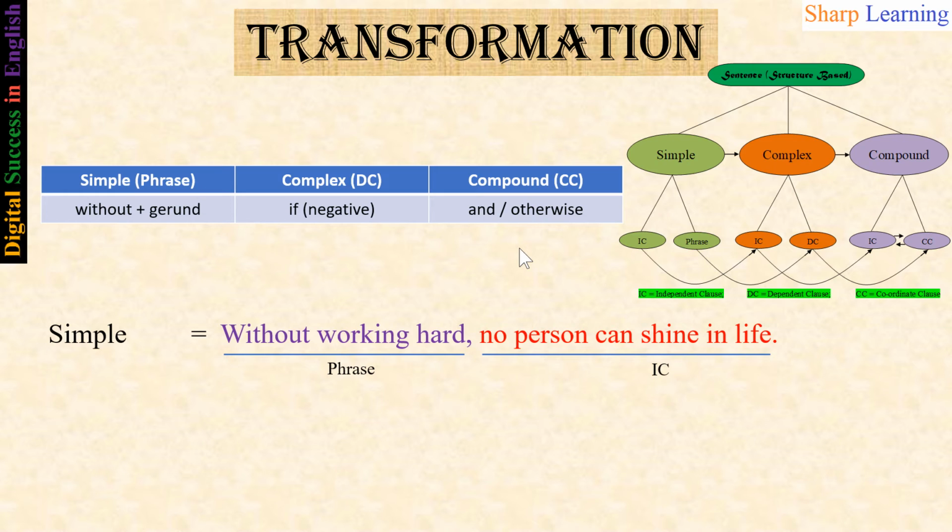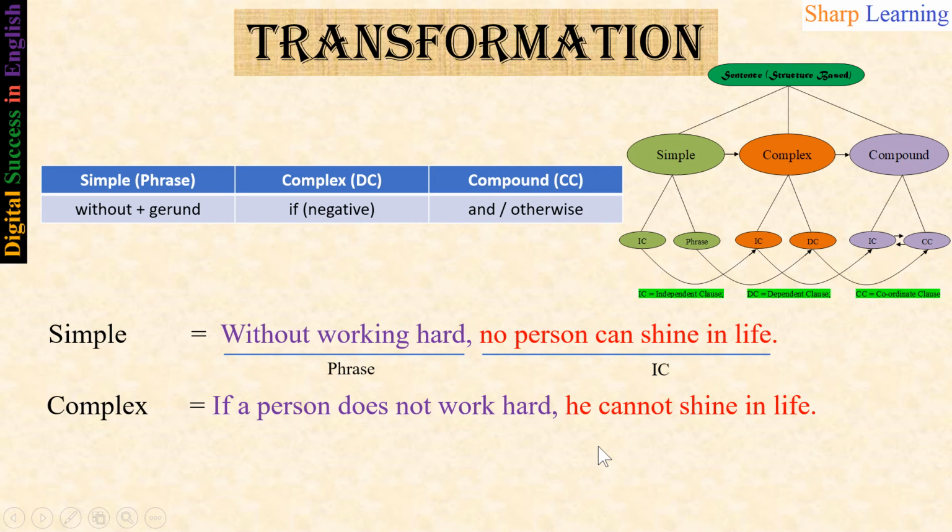Okay, now how can we transfer the simple sentence into complex sentence? Nothing else, only this phrase will be DC and IC will remain IC, the same thing. Okay, see here: if a person does not work hard, it has been a DC, he cannot shine in life. It has remained unchanged, that means IC has remained IC.